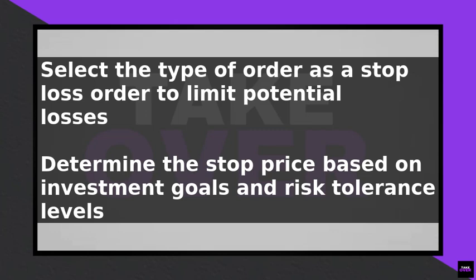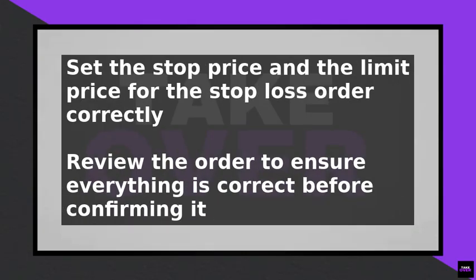Now, set the stop price and the limit price. The stop price is the price that triggers the stop loss order, while the limit price is the price at which the stock or option is sold after the stop loss order is triggered.